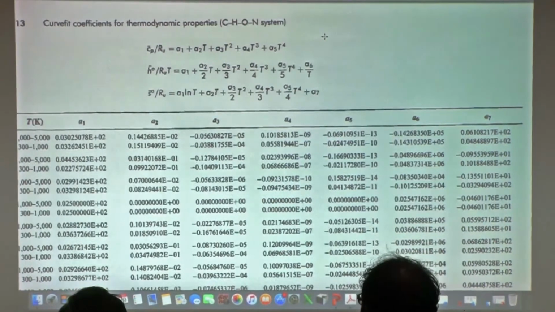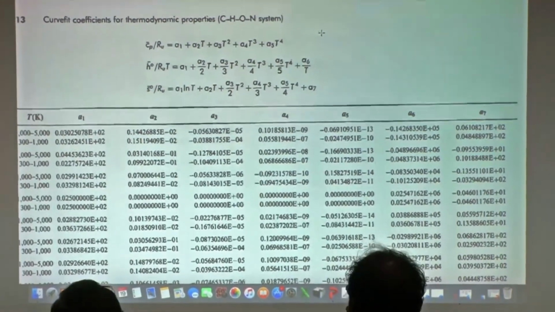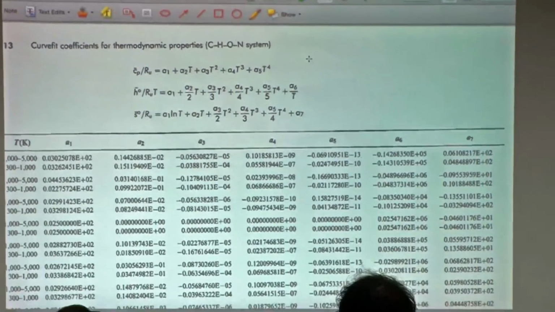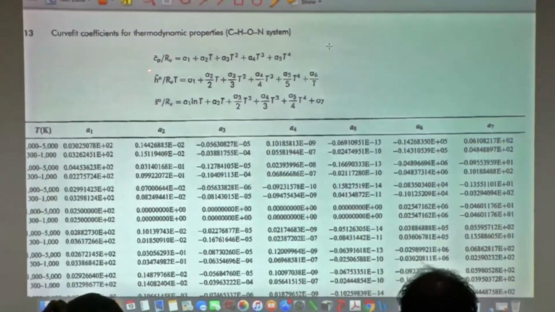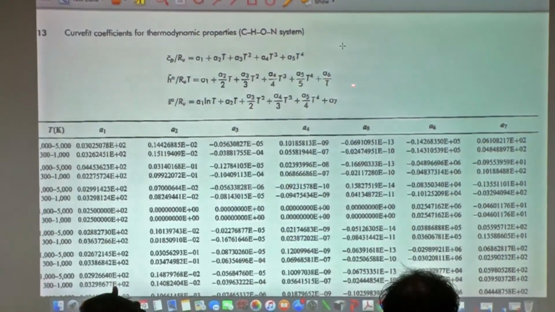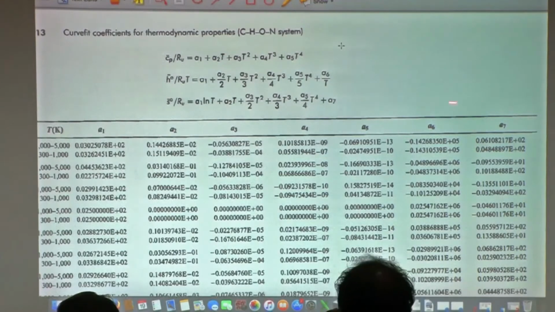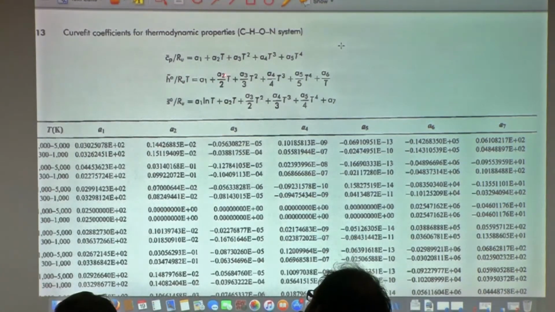So you can integrate the Cp values with Cp dT to get this equation. Okay. Because what will be the integration of the A1 term? A1 is a constant, so it will be A1 times T. Okay. So this is just A1 times T. This is A2 times T square over 2. So this is coming directly from this.